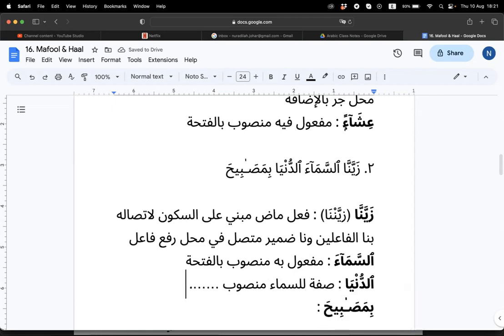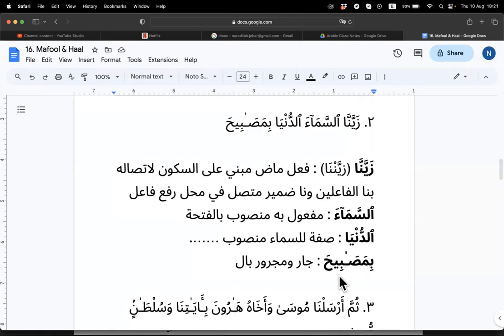And then bi-masabiha. Ba is a harf jar. Masabiha is the majrur. What's the sign of the majrur? Bil ya? No. When do you use bil ya? When it's ina, aini. Biha, bi-masabiha. Remember anything about this word? Masabiha, masajid, masabihu, masabiha. What do you remember about these words? Anything comes to mind?